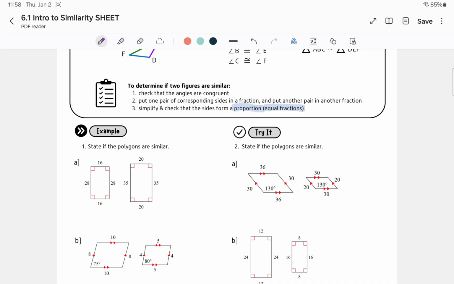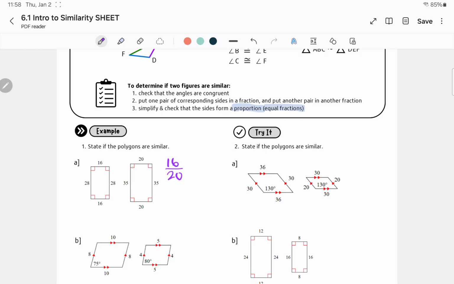So let's look at example 1. See if the polygons are similar. So 1A, I have 2 rectangles, right? I have 2 4-sided shapes here, and they all have right angles. That means I have 2 rectangles, right? So what I'm going to do is, again, go from one to the other, make sure they're corresponding, the sides, right? Meaning they match up, they're in the same place. So if I start with this side over here, 16, I'm going to put that over 20, okay?